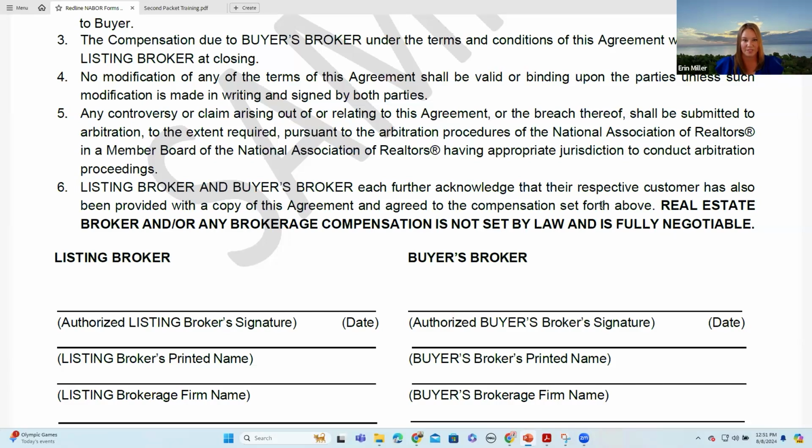So both brokers here are saying, yes, we provided a copy of this agreement to our customer. So again, the negotiability, big bold language, you'll see it in almost all of the forms: real estate broker and any broker compensation, compensation is not set by law and is fully negotiable.